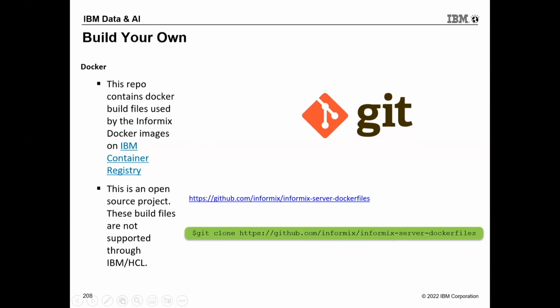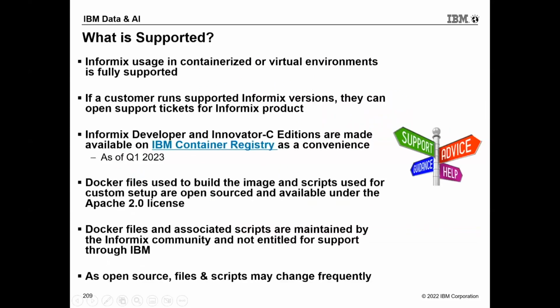There's been a change. This is new. What usage is supported? Informix usage in containerized and virtual environments is fully supported. If a customer runs supported Informix versions, they can open support tickets for the Informix product. Developer and Innovator-Cs are available on the IBM Container Registry as a convenience. Docker files are used to build the image and scripts used for a custom setup. They are open sourced and available under the Apache 2.0 license. Docker files and associated scripts are maintained by the Informix community and not necessarily entitled for support through IBM, as open source files and scripts may change frequently.